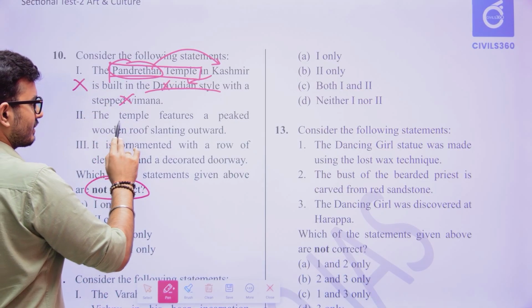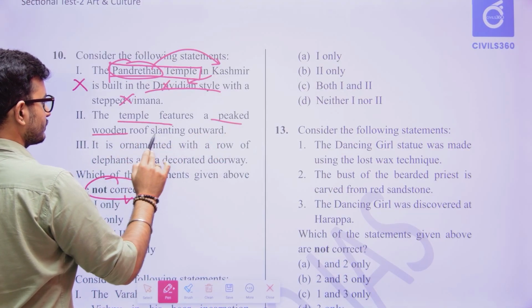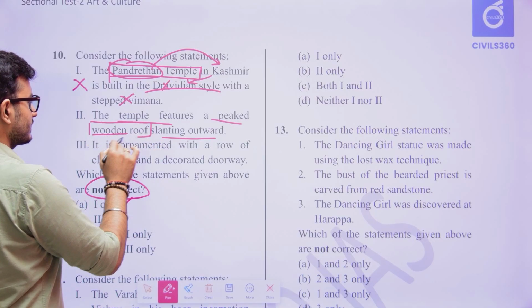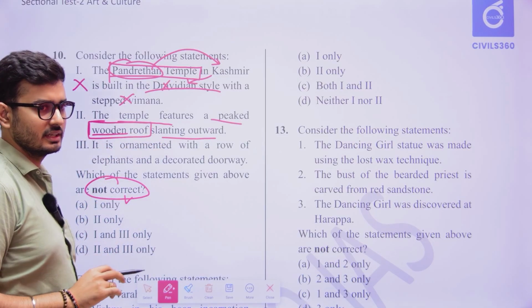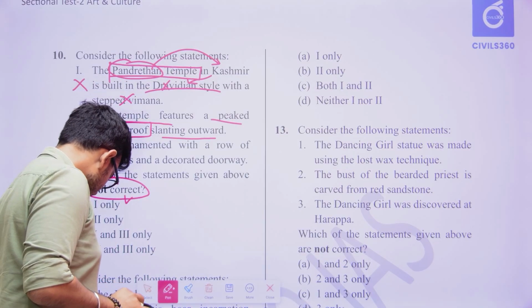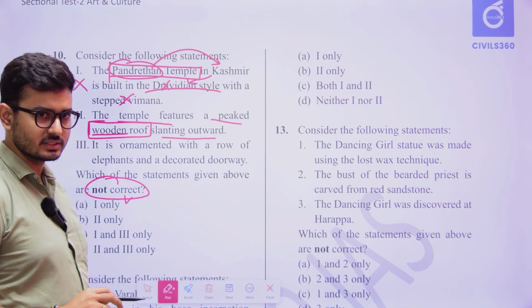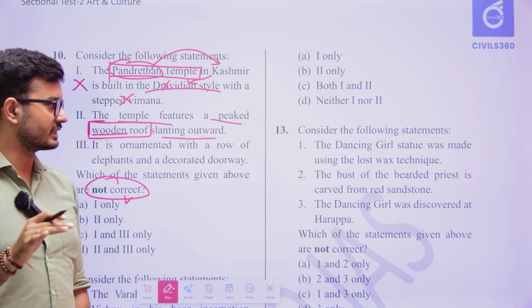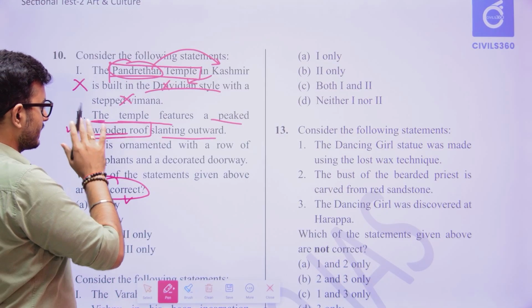The second is the temple features a peaked wooden roof slanting outward. Now, if you look at Kashmiri architecture, even in today's time, you are going to see that the wooden aspect is generally integrated with the architecture. So that is what you can generally witness there. So even in today's time, the second is correct.